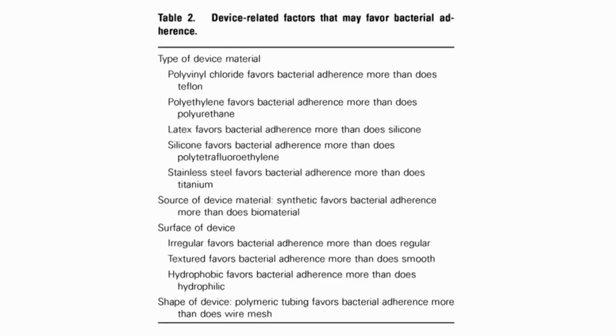Here are some device related factors that may favor bacterial adherence. These are just some general ones, some of them are empirical, some have known mechanisms, but there are several characteristics that have been observed over a period of a few decades. We find that polyvinyl chloride typically favors bacterial adherence more than, let us say, any other material like Teflon. Similarly, polyethylene favors bacterial adherence more than polyurethane.